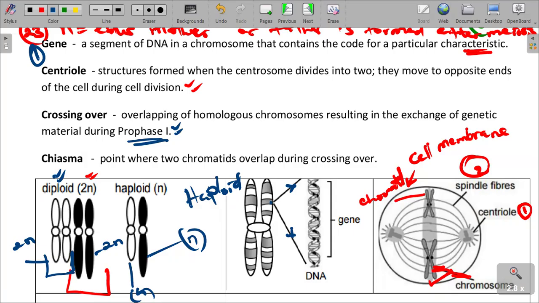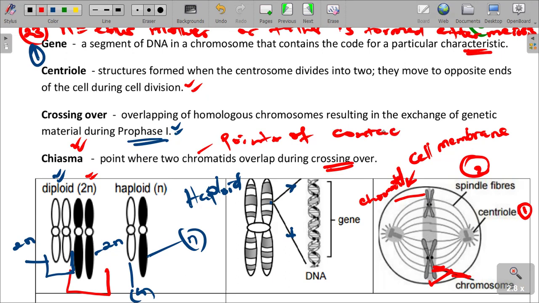And again, I've also put this other next term related to it, to say what is chiasma. It's a point where two chromatids overlap during crossing over. The point of contact where two chromatids are exchanging the material. We say that is called what? The chiasmata. The point of crossing over is a point of contact between homologous chromosomes.